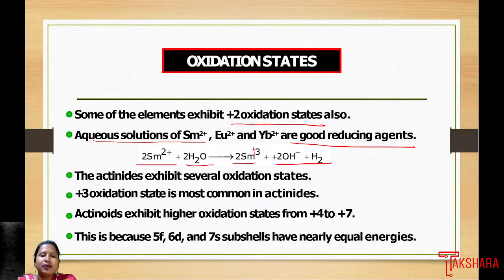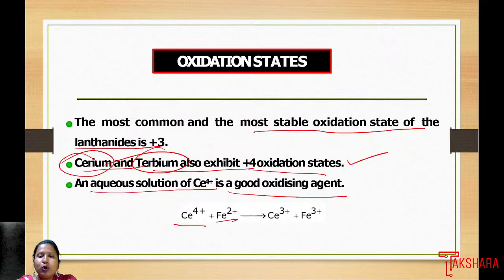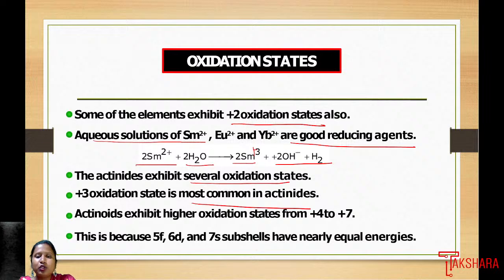Okay, so next, the actinides exhibit several oxidation states. So the actinides are going to exhibit several oxidation states. Then the +3 oxidation state is most common in actinides. So in lanthanides, what is the most common oxidation state? +3. And in actinides also the most common oxidation state is what? +3. Then actinides exhibit higher oxidation states from +4 to +7.